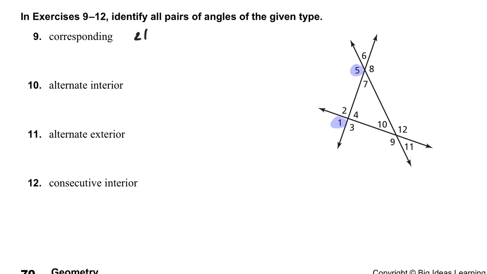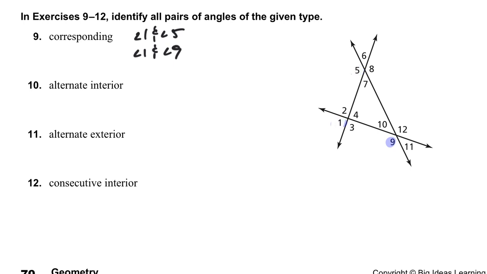I would call that a bottom left, and so is angle 9 on a bottom left. Okay, so I can say angle 1 and angle 5. I can also say angle 1 and angle 9. Now, there's a lot if we listed all of them. Let's just practice one more.